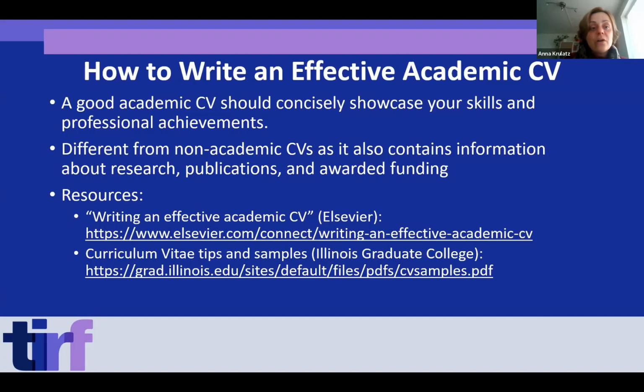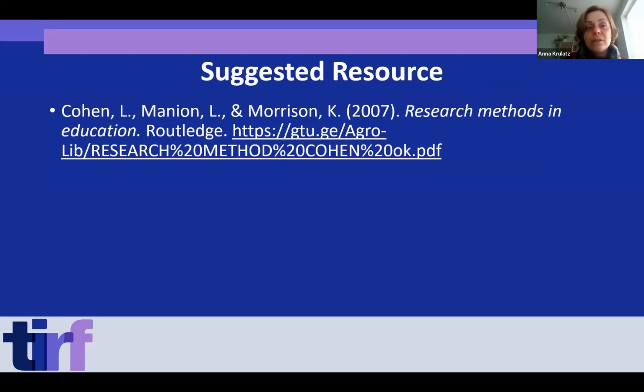Here are some additional resources that we thought you may find relevant, resources on how to write an effective academic CV. There are 2 websites here. And then in addition, we also wanted to suggest one more resource, a book titled Research Methods in Education that may help you with other parts of the proposal, so your literature review and your research methodology. And this book is actually available online for free. So even if you cannot access it through your university library, this is a free online resource that you can access.